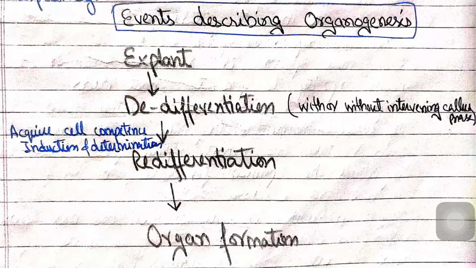Now, what are the different processes or events occurring in organogenesis? We all know that whenever we have to start plant tissue culture, we have to take the explant. It can be an explant from any source, plants, leaves, shoot. Then the first step for this explant is the dedifferentiation process. The cells which are differentiated will go through dedifferentiation.